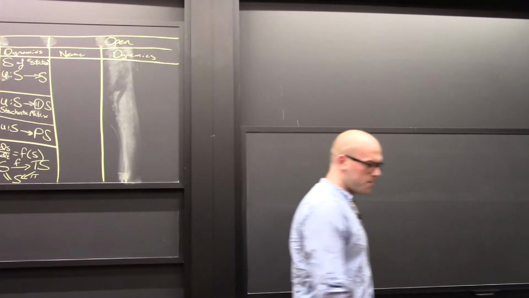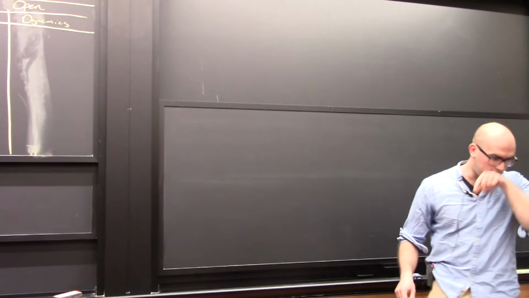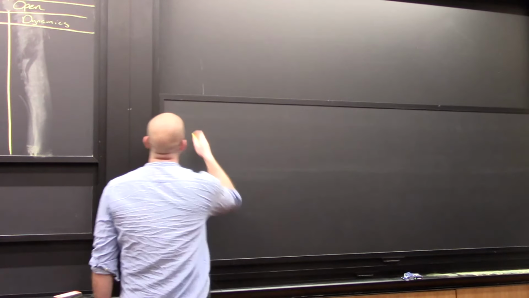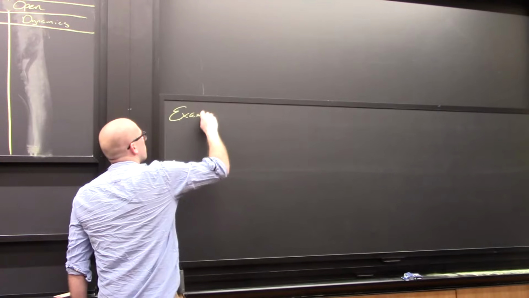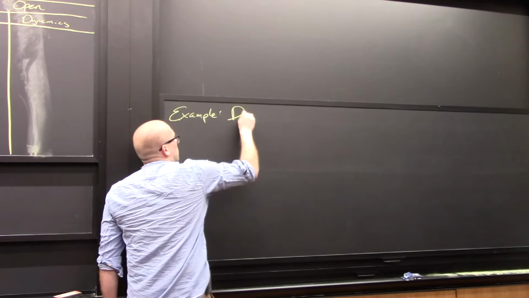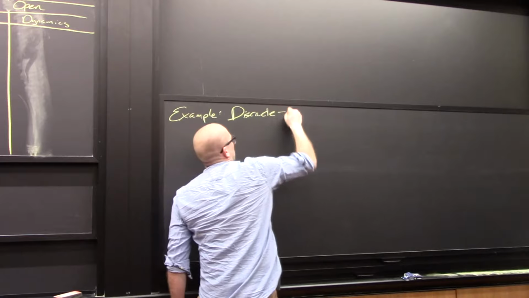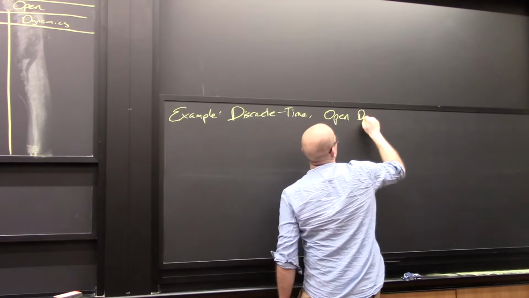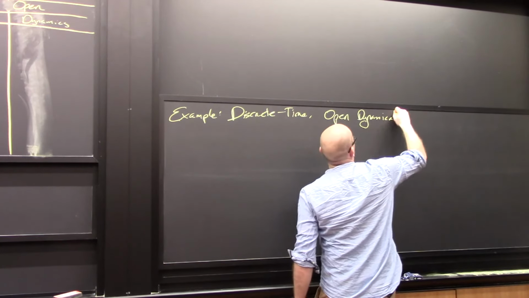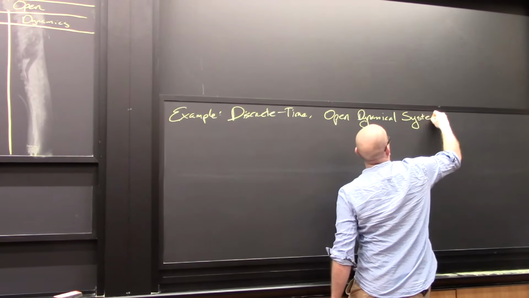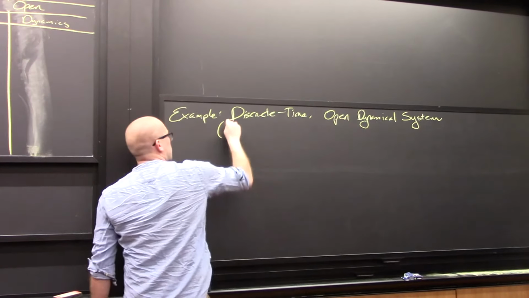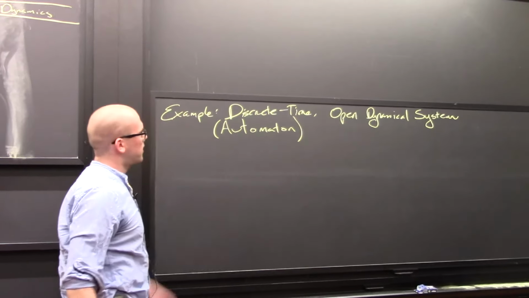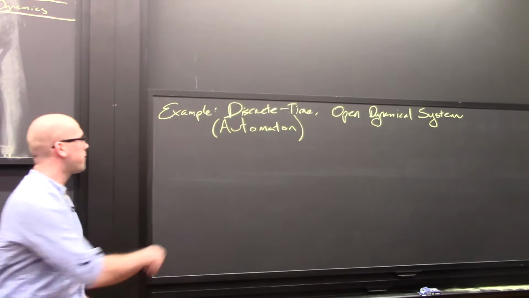So I'm going to tell you a discrete-time open dynamical system, or this is also known as a deterministic automaton. So example: discrete-time open dynamical system. And I'll just call it automaton, or deterministic automaton for short, because discrete-time open dynamical system is a bit of a mouthful.